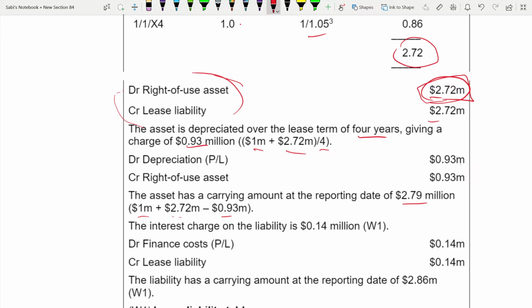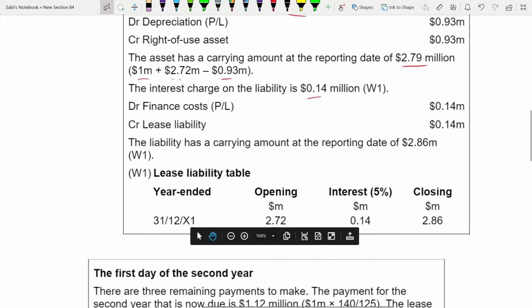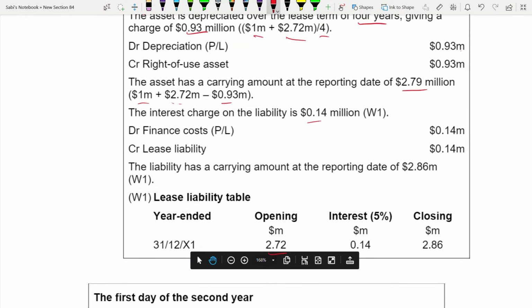Now let us go to the lease liability. The interest is 0.14, so we go to working one for it. You see the opening balance starts with 2.72. That is your lease liability. Add 5% and you will get the closing balance 2.86. But this is interest that you have to take in the finance cost. So debit finance cost and credit lease liability. The carrying amount is this. So the first year is done.